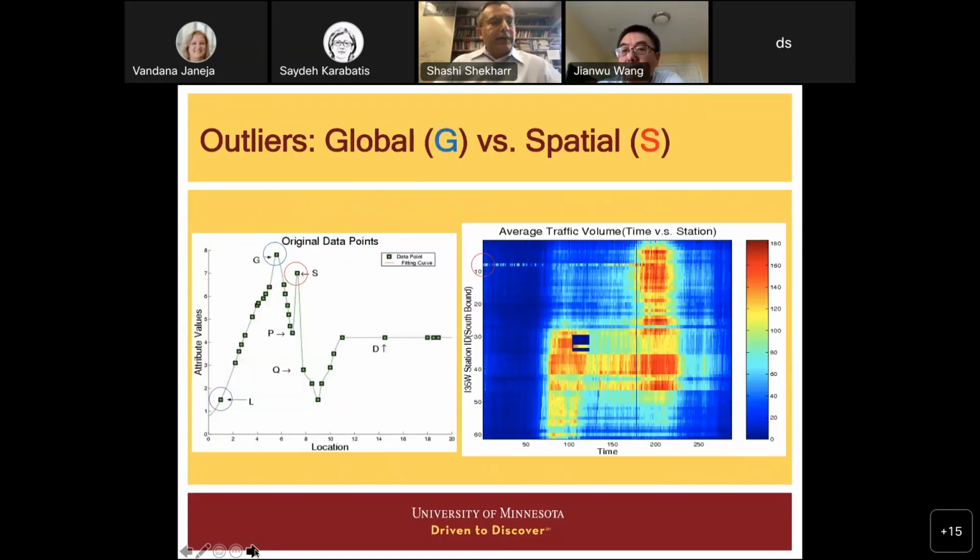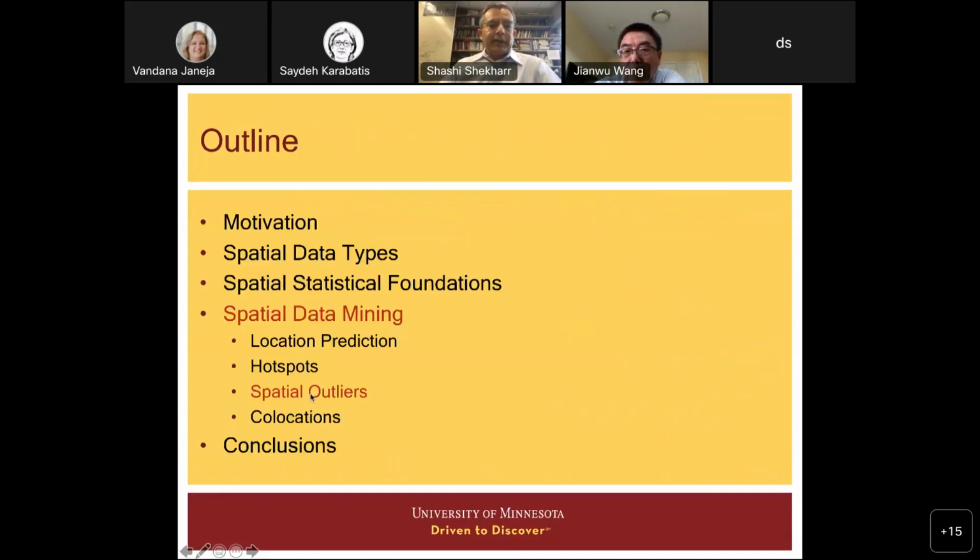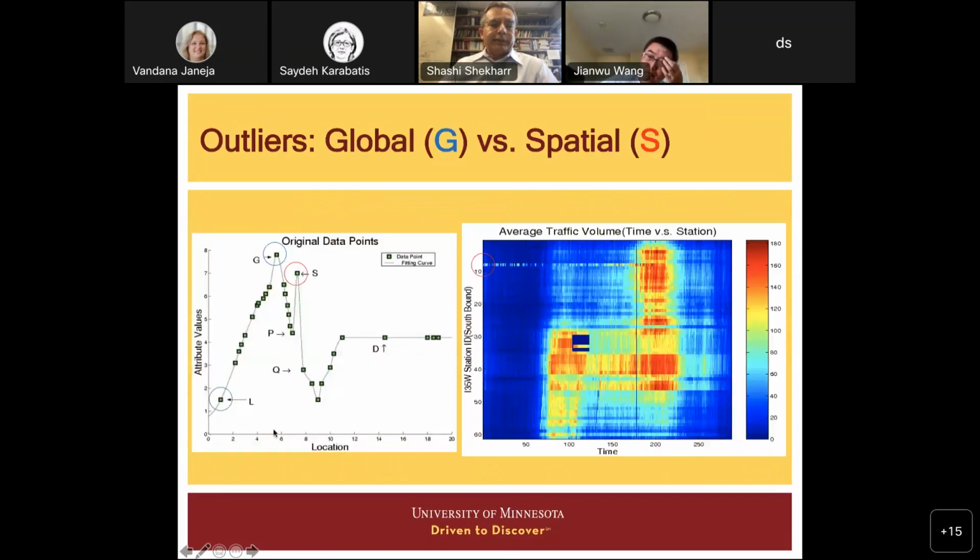So let's go to a little bit more on spatial outliers and then collocation. Spatial outliers are a little different from global outliers. Global outliers have been studied a lot in statistics as well as data mining. Spatial outliers are points which are very different from their neighbors. In the data mining literature, some people think of local outliers, which is a somewhat overlapping concept. But in the spatial world, as I said, it is an observation that is very different from its neighbors that is of interest.